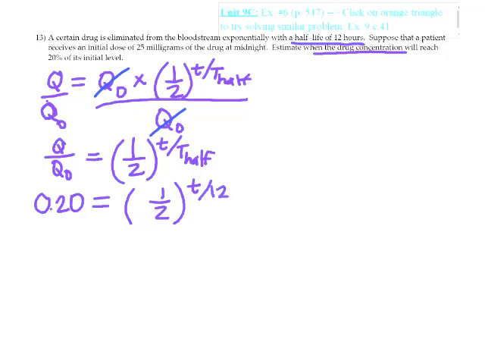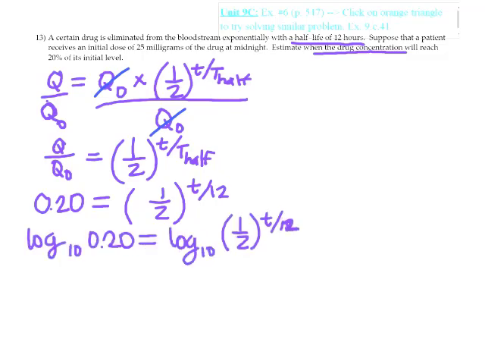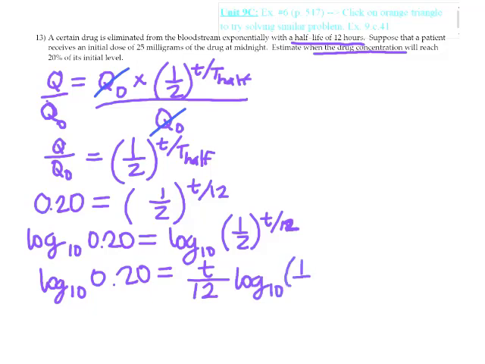Okay, so from here, we're going to use logarithms so that we can determine the variable in the exponent, t. So we're going to take the log of both sides. And from here, we can apply our logarithm rule, as mentioned prior. So this can become t over 12 times log of 1/2.